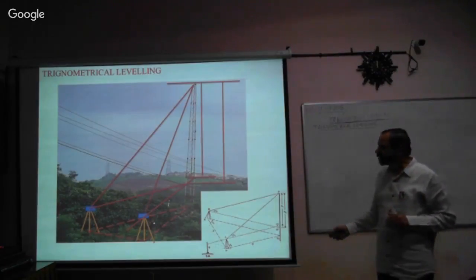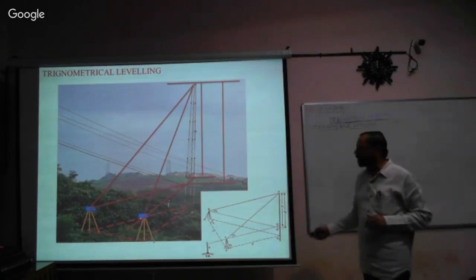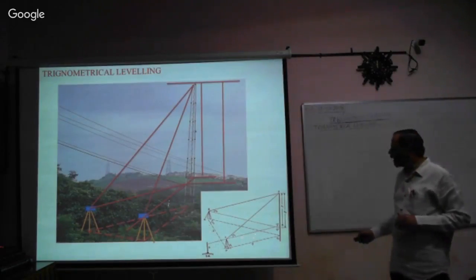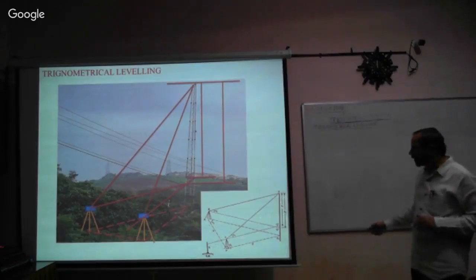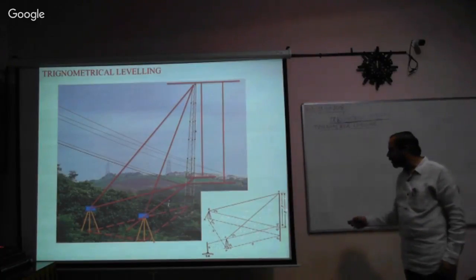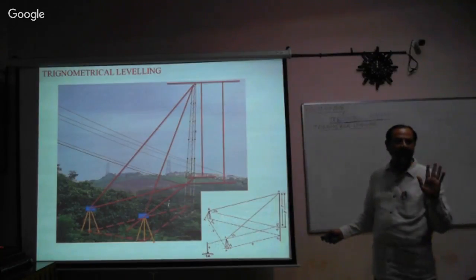D1 is calculated by solving this triangle. We have solved this triangle, and by solving it we have calculated the distance D1 and distance D2. Therefore H1 is equal to D1 tan alpha 1 and H2 is equal to D2 tan alpha 2. Now our problem is solved.